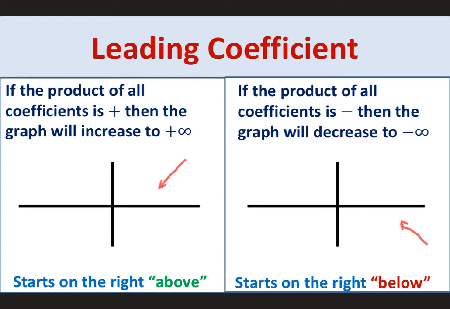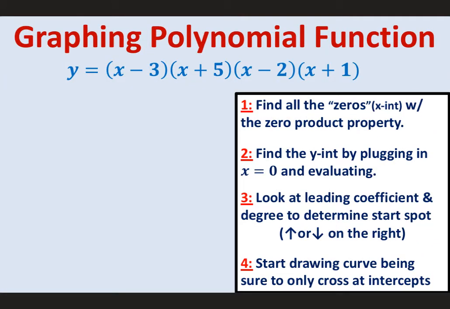So really what we're going to be looking for is three things. We're going to look for the x-intercepts, the y-intercepts, and then the leading coefficient is going to tell us whether we're starting on top on the right or on bottom on the right. All right, so let's go ahead and practice.